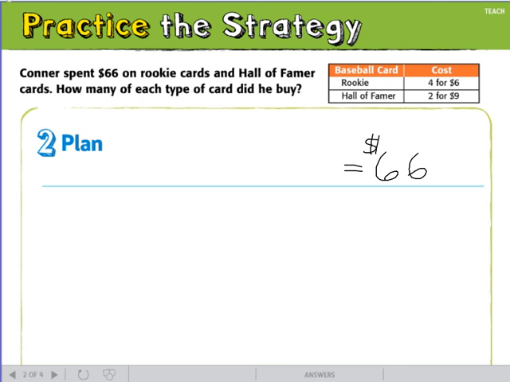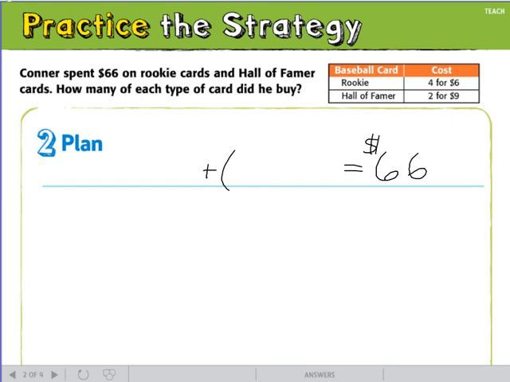Now we know something else. What else do we know? Yes. You have to times the number to equal 66. We're going to have to multiply something, but what else do we know? How many different things did he buy? 2. So that means we're going to have to add the 2 things together. Right?